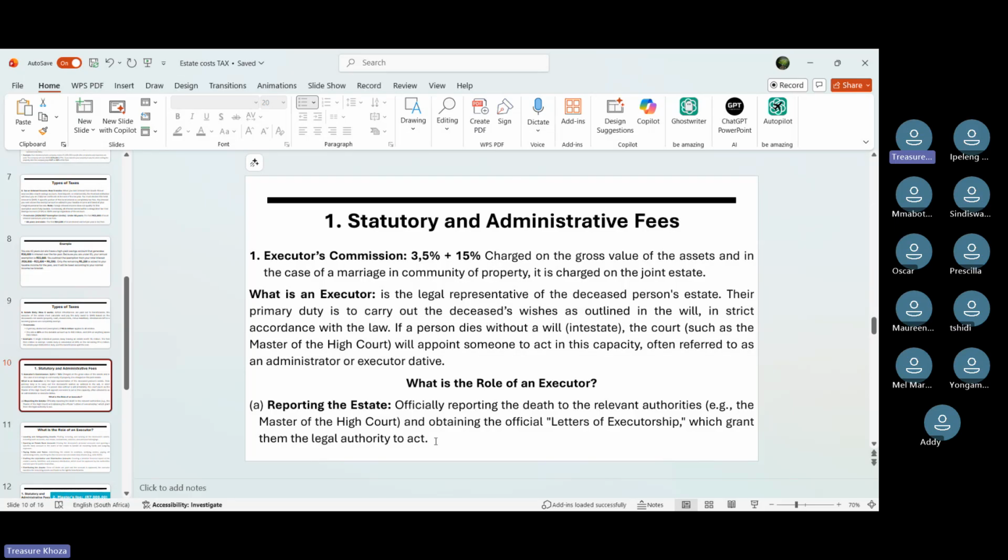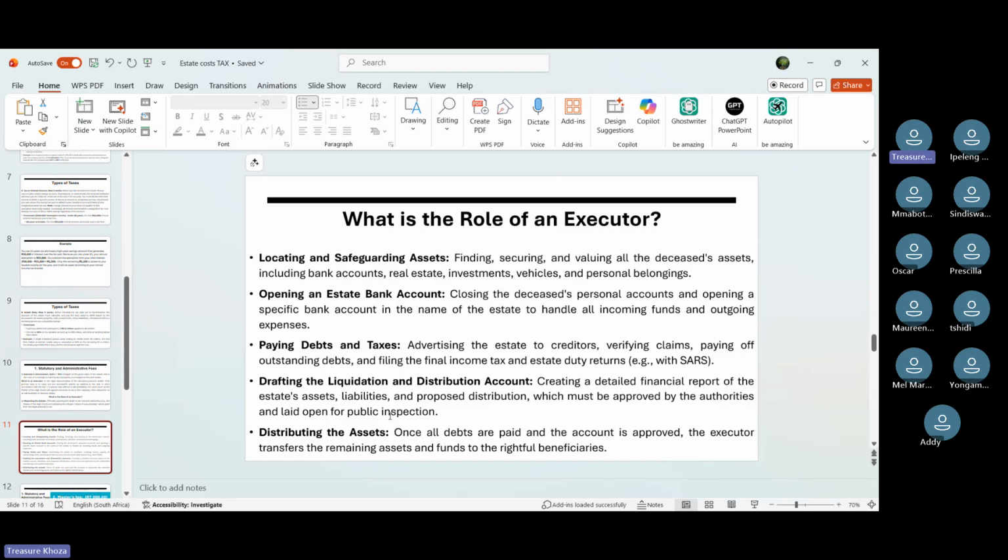So these guys are responsible to report your death officially to the relevant authorities, which sometimes means going to the Master of the High Court, so that they make sure they have all the documents to settle your estate. Then the second part is their responsibility to locate and safeguard your assets. So they need to find, secure and value all your assets, including your bank accounts.